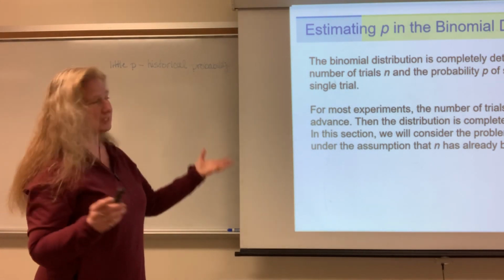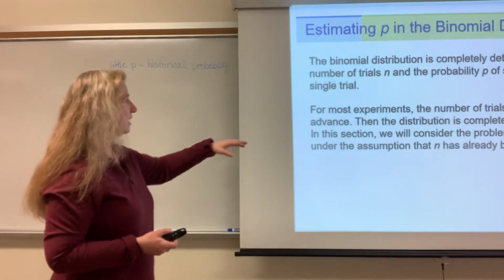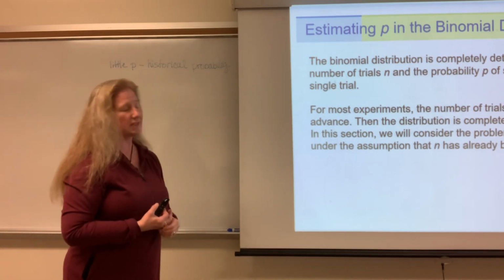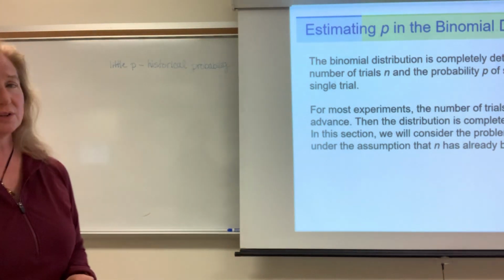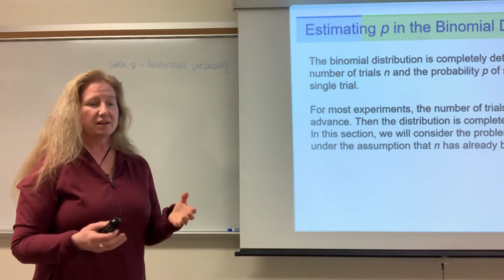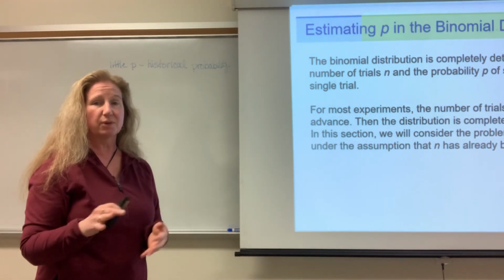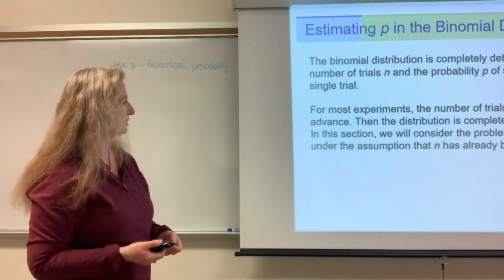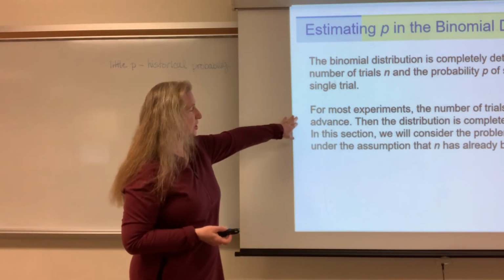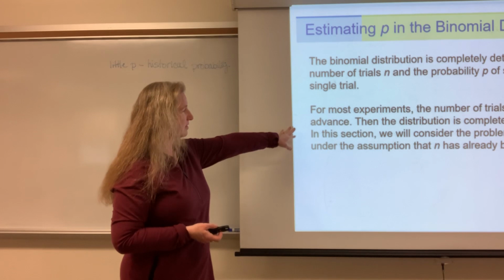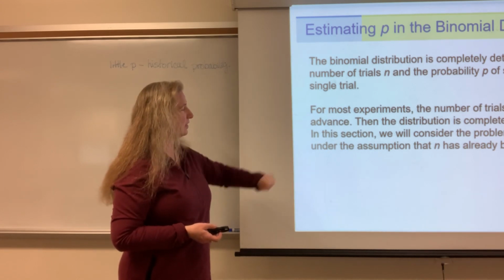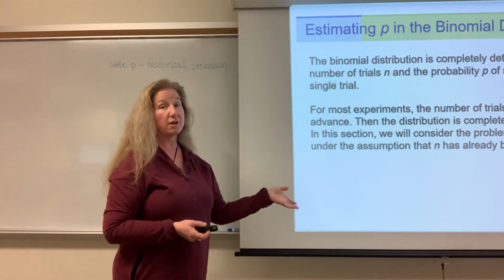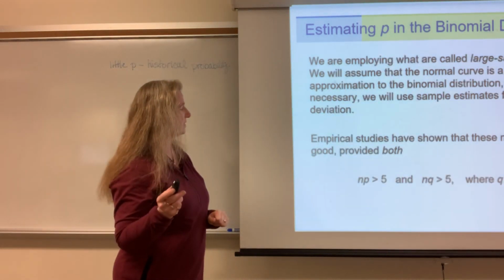Binomial distribution, remember, it's success and failure. Binomial means two, so it's completely determined by the number of trials and the probability of success. If you think way back when we first started to learn about p, we had a wheel with 36 spots, and one of them was painted gold, and if you got the ball in that spot, then you won the big prize. In general, we have to choose our number of trials in advance, and we also want to consider the problem of estimating p under the assumption that n, how many are in the sample, has already been selected.